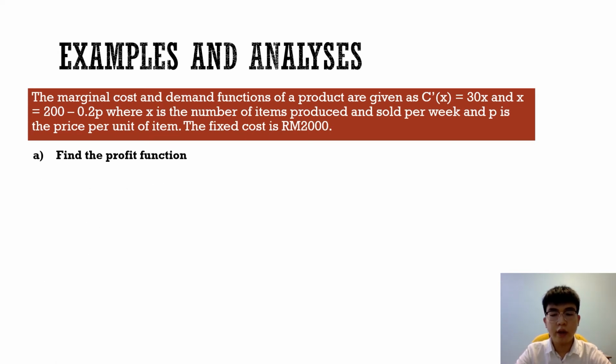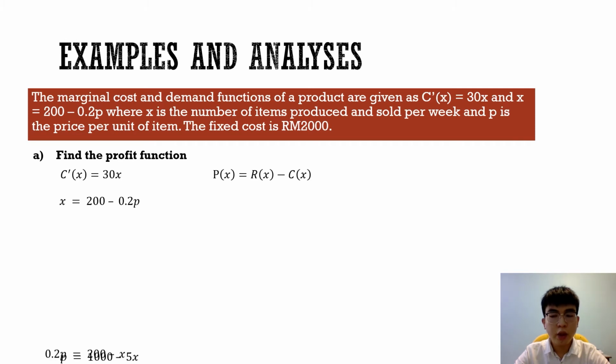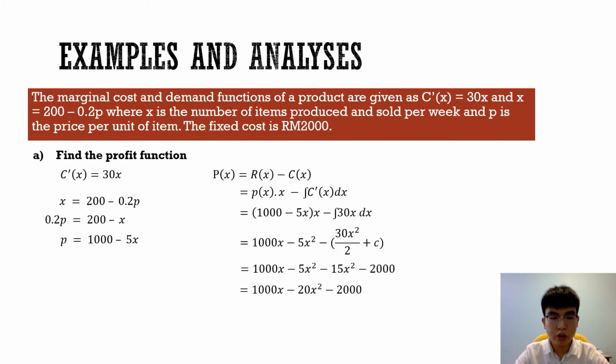Question A. We will find the profit function, which is P(x). P(x) is R(x) minus C(x). We have some information. C'(x) equals 30x and the function x equals 200 minus 0.2p. We then rearrange into p in terms of x. So by using the formula P(x) equals R(x) minus C(x), to find revenue, we use the formula p times x, and minus the C(x), which we get by integrating the marginal cost function given. After integration, we add the fixed cost into the cost function and we get the profit function.